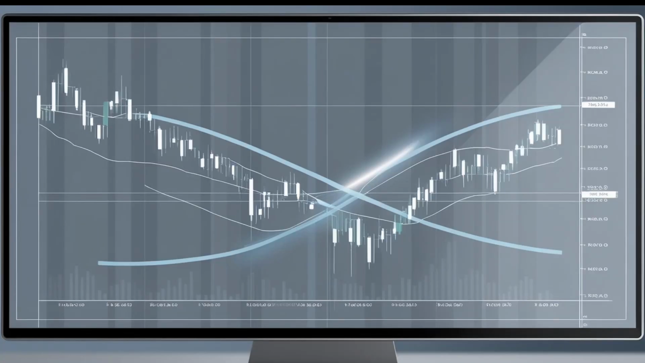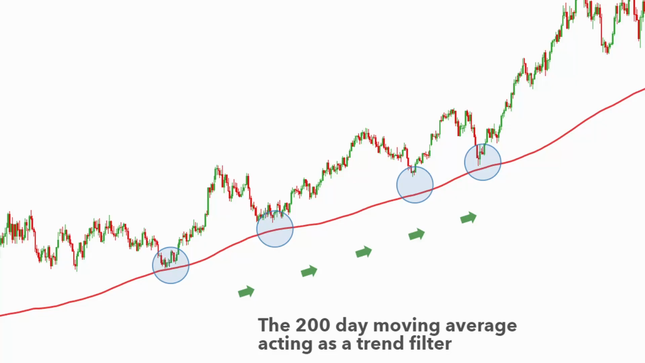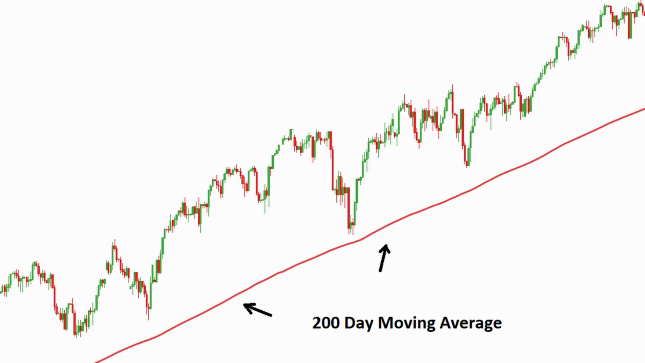Moving averages are a popular technical analysis tool used in trading to help smooth out price data and identify trends. A moving average is calculated by taking the average price of a security over a specific period. This average is constantly updated as new data comes in, creating a moving line on a price chart.